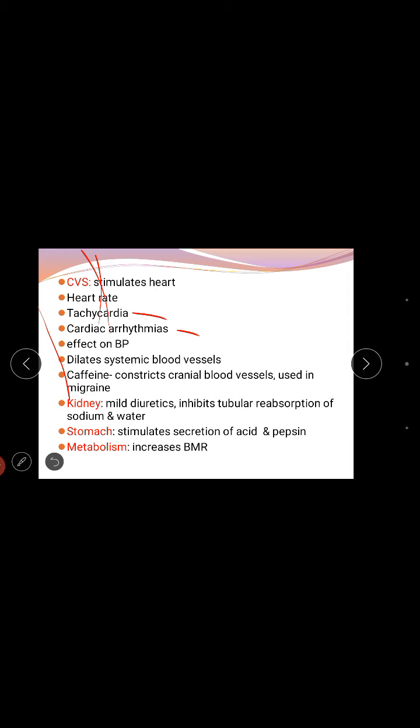Caffeine constricts cranial blood vessels, so it is used in migraine. Because of that, when you have a headache and have coffee, you feel some relaxation, because it causes constriction of the cranial blood vessels. Kidney: it is a mild diuretic, inhibits tubular reabsorption of sodium and water. Urine formation occurs in 3 steps: glomerular filtration, tubular reabsorption, and tubular secretion. It inhibits tubular reabsorption, increasing urine formation. Diuretic means increased urine formation. Stomach: it stimulates secretion of acid and pepsin. Metabolism: increases basal metabolic rate.